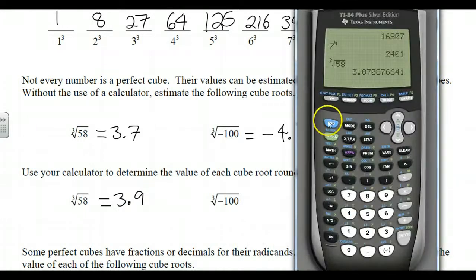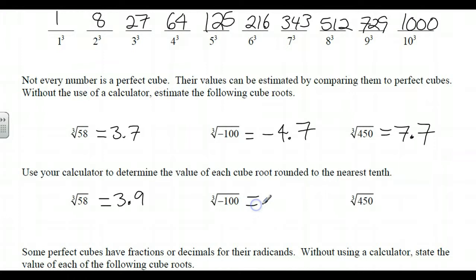Now I want to do another cube root. Well, here's how I can do it. Let's go second function, enter, which says copy that. And I'm going to arrow back and enter negative 100. And you'll notice how it extends. If I go to the right, it's extending the radical sign out. And we'll hit enter, negative 4.6.